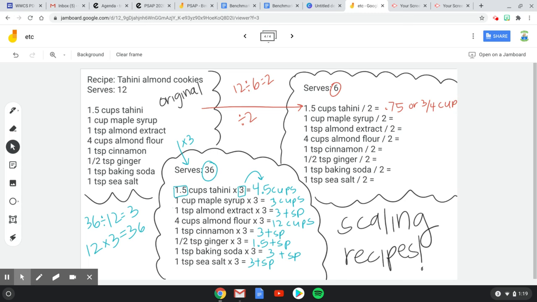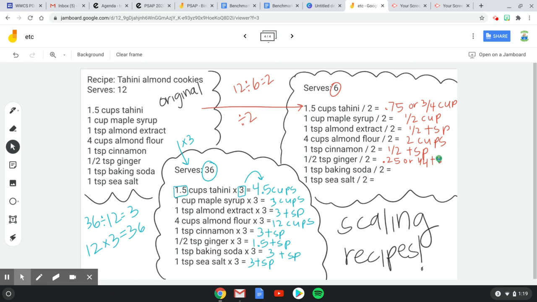We take 1 cup of maple syrup and divide it by 2, we get 1/2 cup. We have 1 teaspoon of almond extract divided by 2, half of a teaspoon. 4 cups of almond flour divided by 2, I'll need 2 cups of almond flour. 1 teaspoon of cinnamon divided by 2, half a teaspoon. Half a teaspoon of ginger divided by 2. If you put 1/2 divided by 2 in your calculator, you get 0.25 or 1/4.